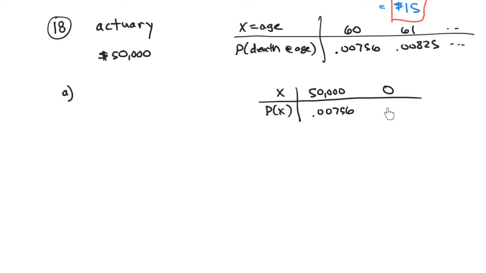So the probability here is just the probability that she lives, which is going to be 1 minus this, right? So if I go 1, take away this, I get 0.99244, right? Because if this is our probability distribution, these are the two outcomes, and there's only two, we know this has to add up to 1. So if I add these together, I get 1.